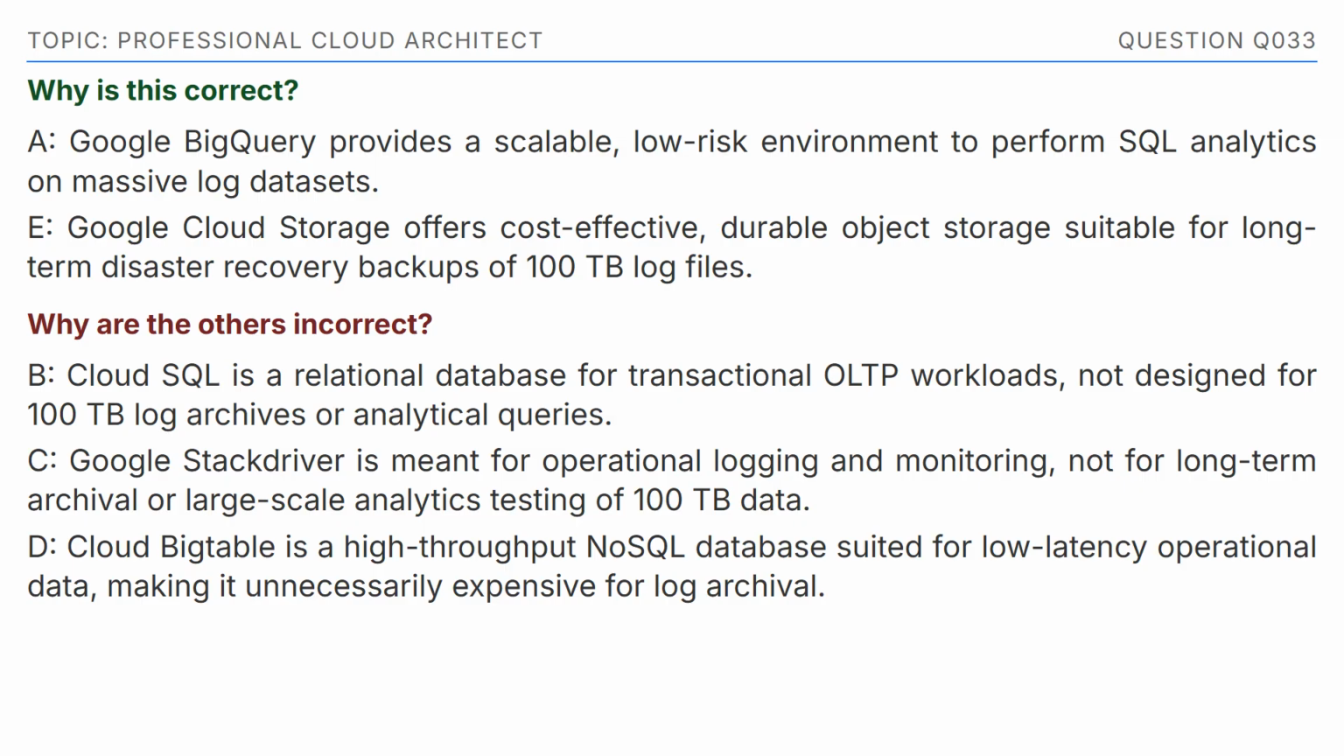Why are the others incorrect? B. Cloud SQL is a relational database for transactional OLTP workloads, not designed for 100 terabytes log archives or analytical queries. C. Google Stackdriver is meant for operational logging and monitoring, not for long-term archival or large-scale analytics testing of 100 terabytes of data. D. Cloud Bigtable is a high-throughput NoSQL database suited for low-latency operational data, making it unnecessarily expensive for log archival.